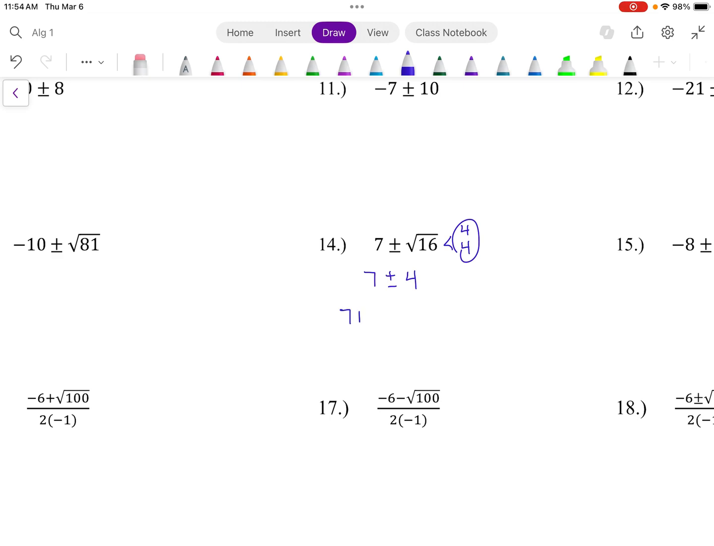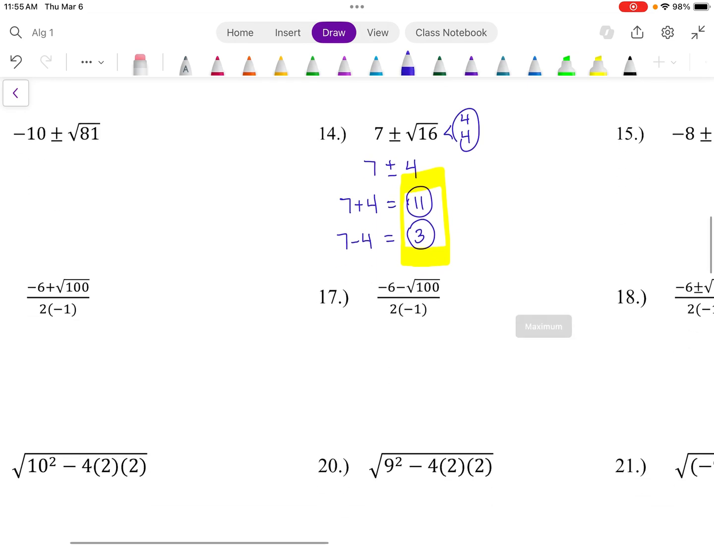I have to figure out what 7 plus 4 is, which would give us 11 as one of our answers. And I have to figure out 7 minus 4, which would give us 3. So 11 and 3 are both our answers for this problem. That's what the plus or minus means. It means we have one answer from when we add and one answer from when we subtract.